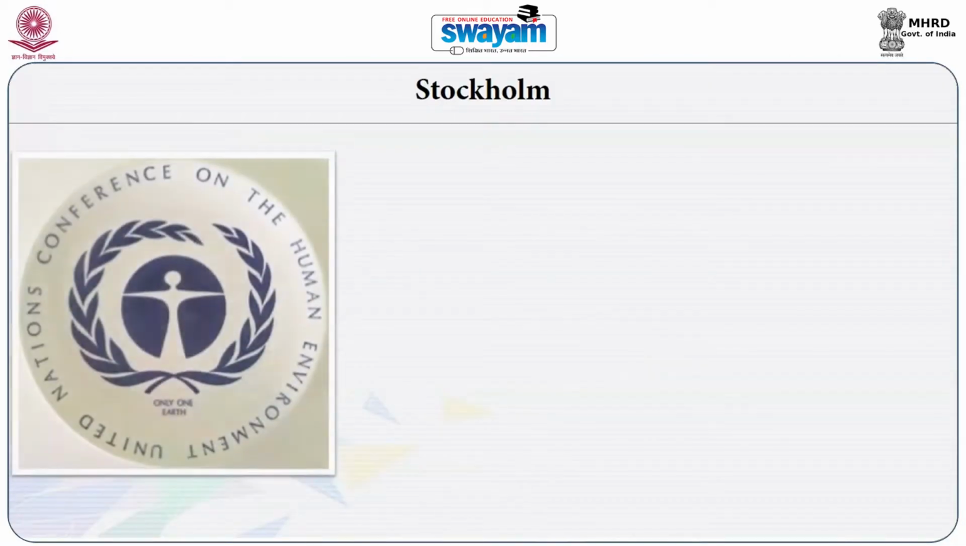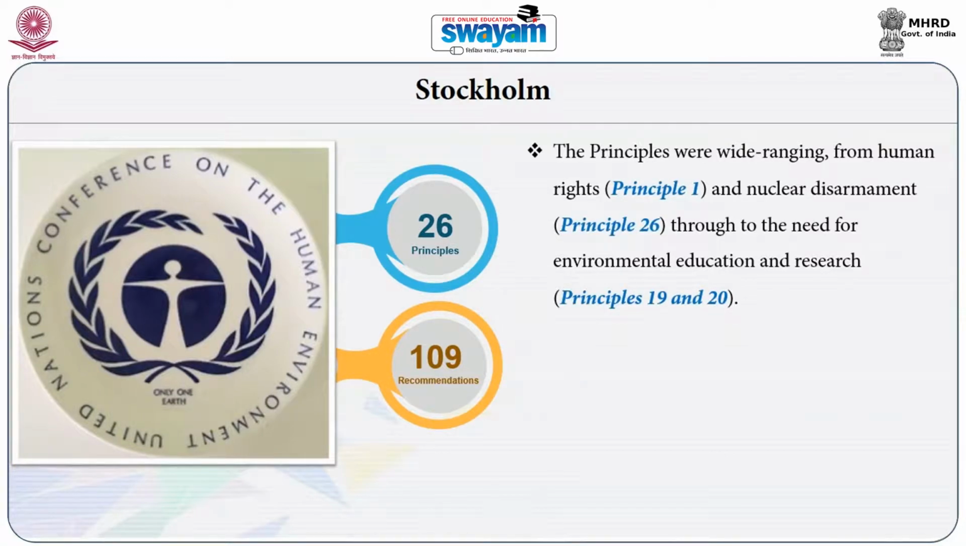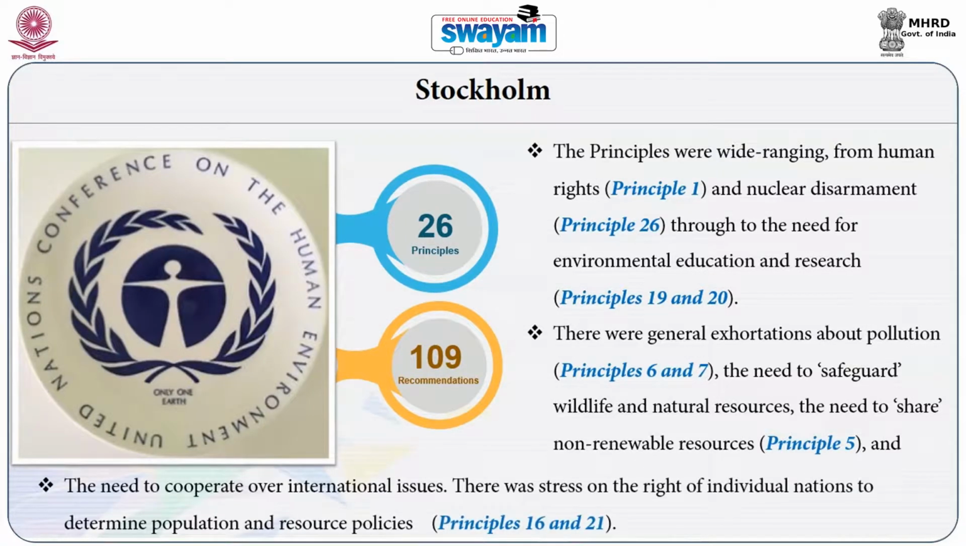What happens? After a great amount of deliberation, they come out with 26 principles and 109 recommendations, actions that are needed. Now, these principles are wide-ranging. For example, you have principles on human rights, which is Principle 1, one on nuclear disarmament, which was Principle 26, the need for environmental education and research, Principle 19 and 20. There was a general idea that we should not pollute, which was Principles 6 and 7, the need for safeguarding the wild and natural resources, the need to share non-renewable resources, which is Principle 5, the need to cooperate on international issues, and the stress on the rights of individuals to not be exposed to pollution and resource politics, which was Principle 16 and 21.